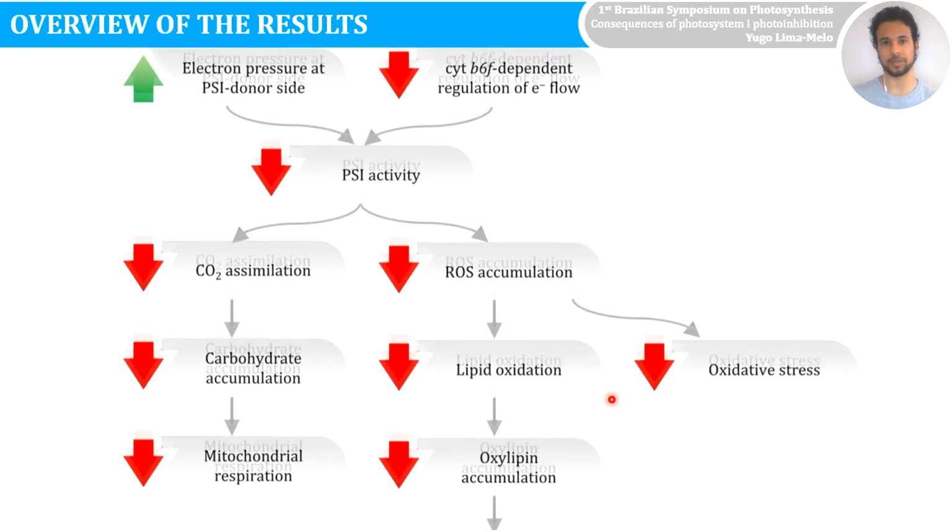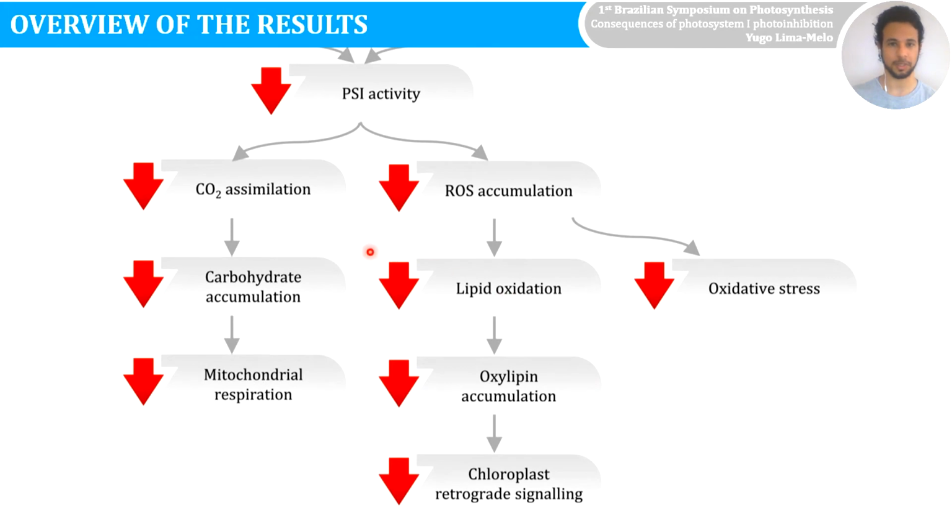So our results show that photosystem 1 photoinhibition, as expected, decreases the CO2 assimilation rate, and as a consequence also decreases carbohydrate accumulation and mitochondrial respiration.